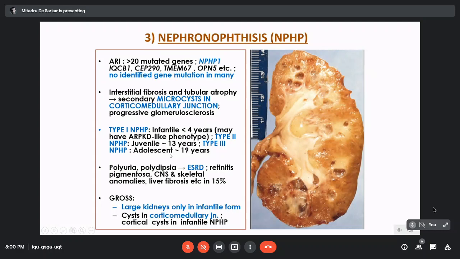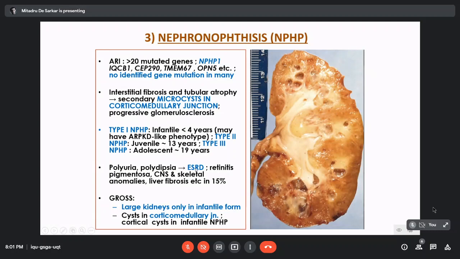Most of those diseases usually present in the less than 30-year-old age group. The primary defect here seems to be in the thick ascending limb of Henle, and as we know, sodium-potassium-2-chloride reabsorption is the most important thing happening there. Because you don't have sodium reabsorption happening properly, you have polyuria along with polydipsia and end-stage renal disease.